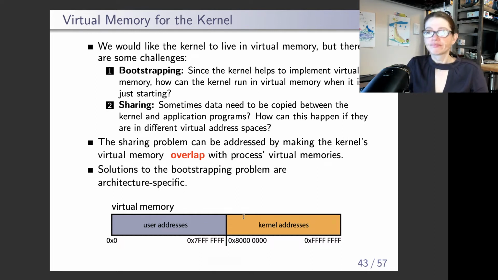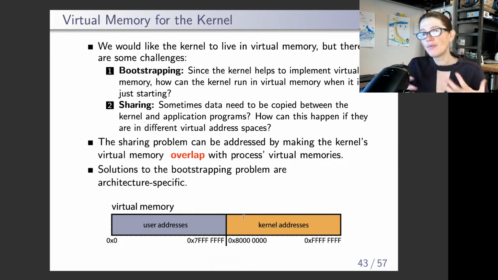So that's a problem, and it's actually typically solved architecturally. In OS 161, you'll see that we're effectively using a hard-coded address translation, which is kind of fun. But it works, and it solves the bootstrapping problem. Then we have the sharing problem. Now, the sharing problem is if the kernel and all of the processes have address ranges that are all the same, how can you copy from one address space to another?